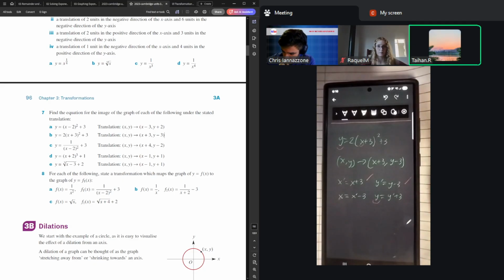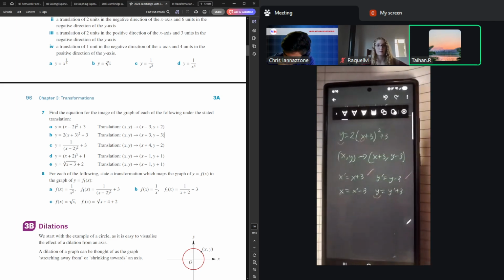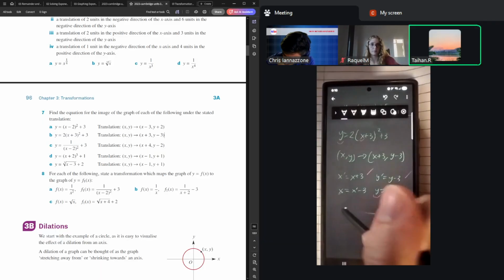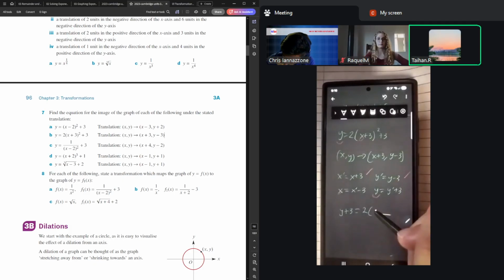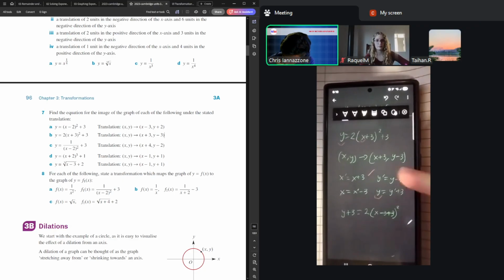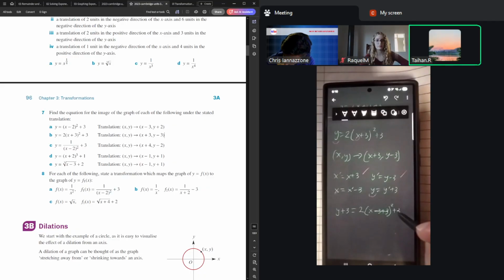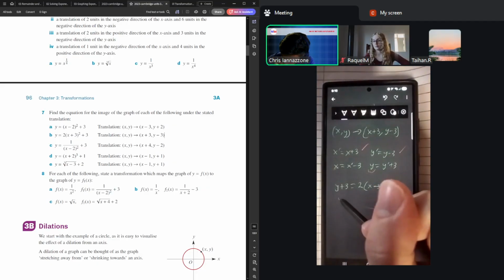And then when you substitute in for the new x and y, you would get y plus 3 equals 2, and then in brackets, x minus 3 plus 3, which I guess you can just cancel out now if you want, plus 3 at the end. Sweet. All right, what are we going to end up with?